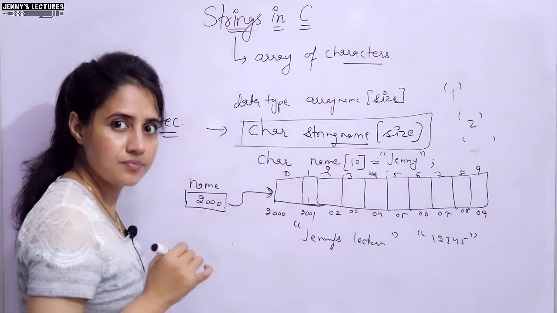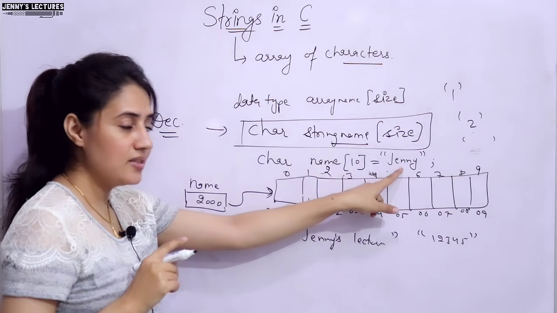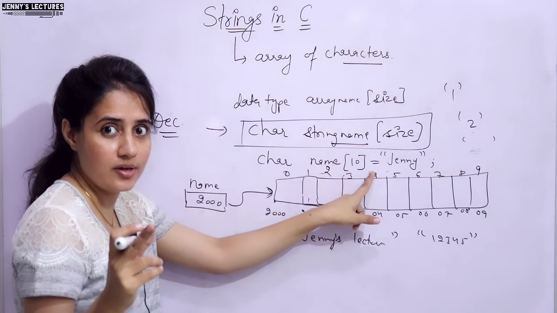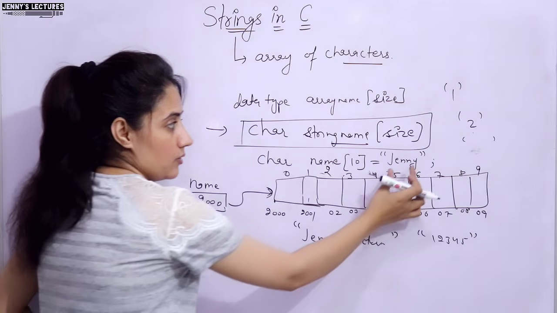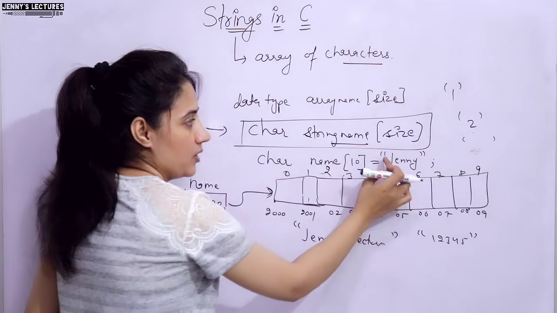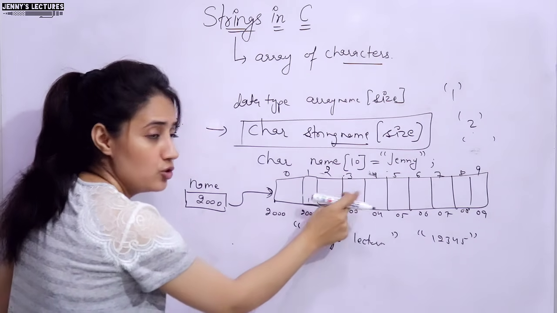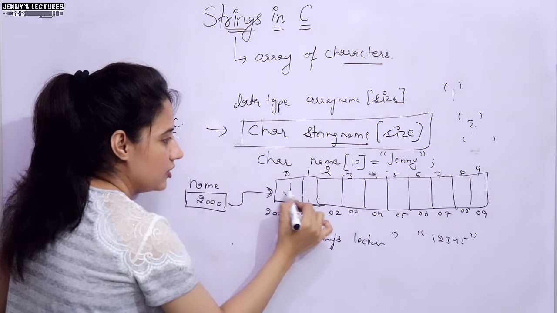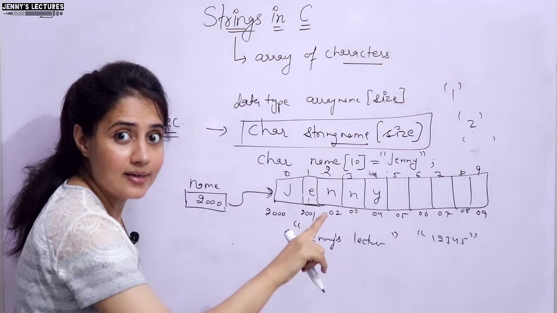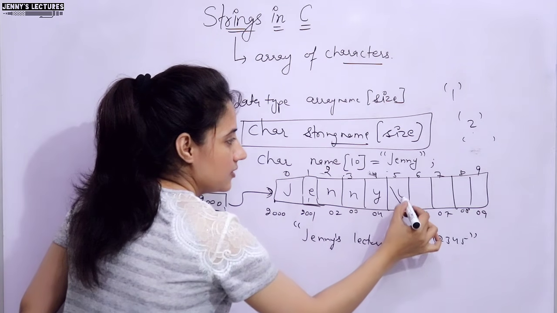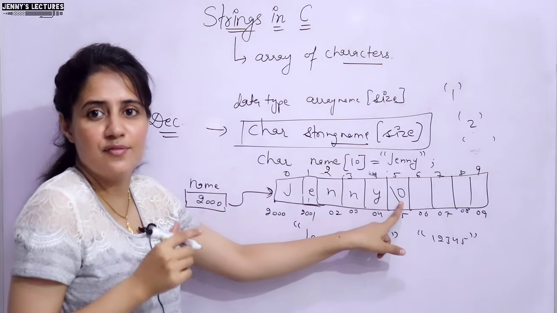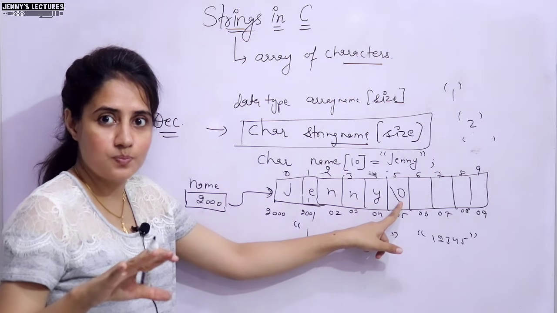That's it, right? I am initializing the string here. This is one way of initializing a string, using a string literal, we call it a string literal, right? Double quotes, Jenny. So how would it be stored in memory? J, E, N, N, Y, and at last the string would end with a null character. The ASCII value of the null character is 0, right?